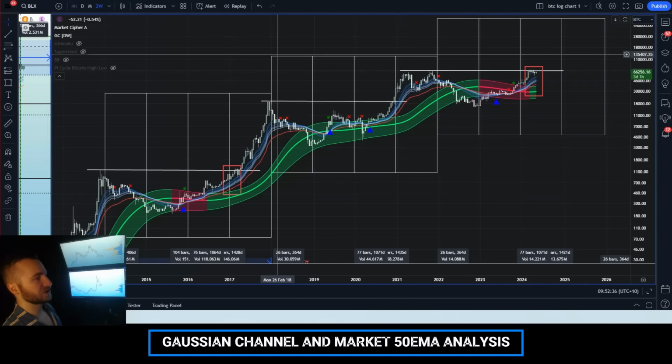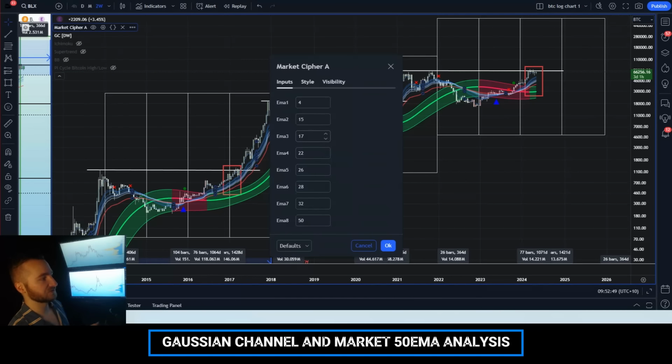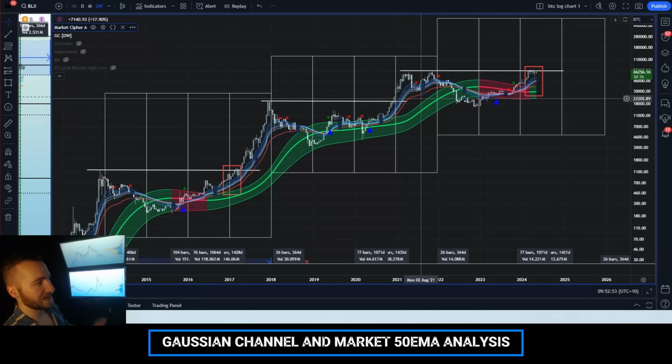In the start of the video today, in the intro, we said there was a possibility we are seeing a repeat of 2017 based on a combination of two indicators, which are going to be our Market Cipher A, which I've actually got my own individual settings on. These are my settings if you want to copy them. We're specifically focusing on the 50 EMA, which is going to be that red line, and of course the Gaussian channel indicator, and we're on the 2-week time frame.